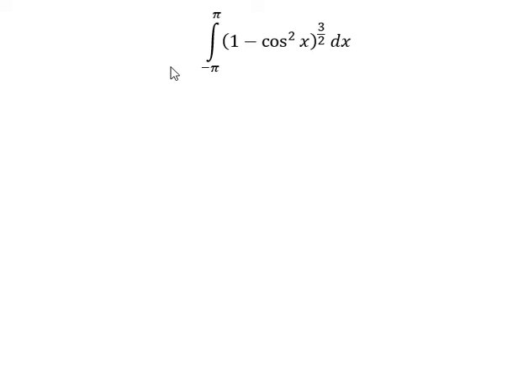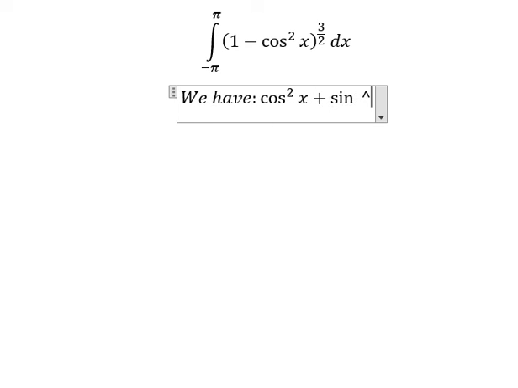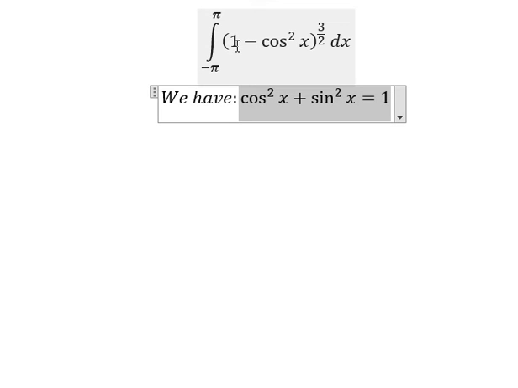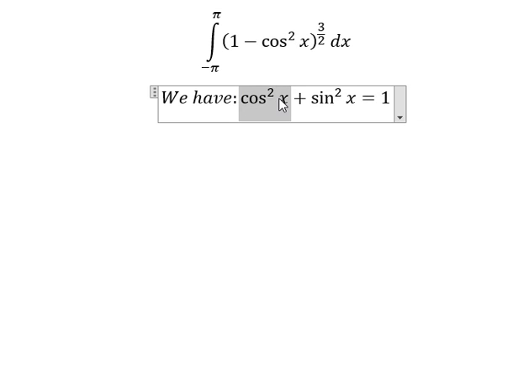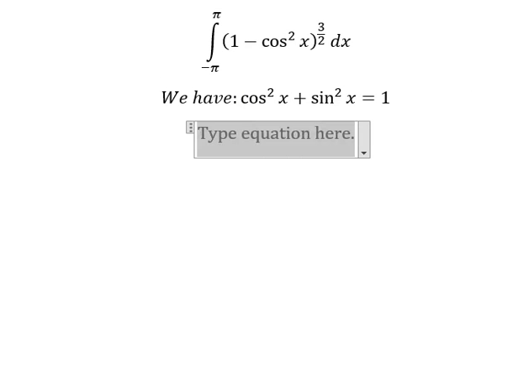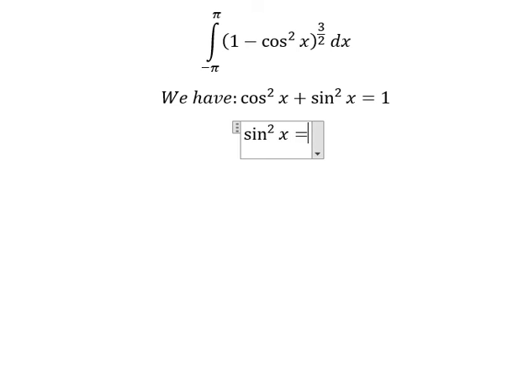The topic today is about integration. So now I will show you how to answer. We have the formula in here. Cosine squared s plus sine squared s equals 1. Now we have 1 minus cosine squared s, so I will put this one to the right. So we have sine squared s equals 1 minus cosine squared s.